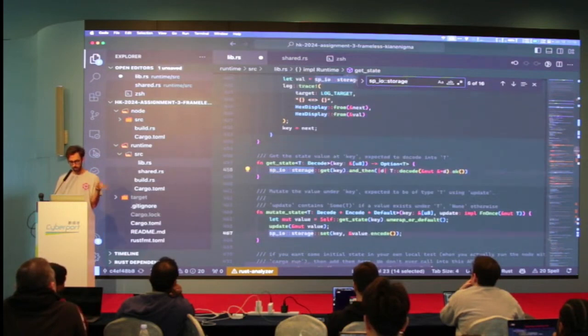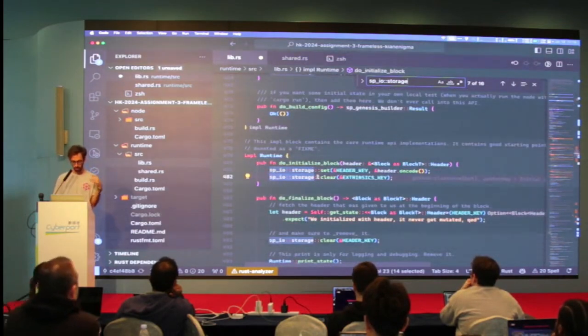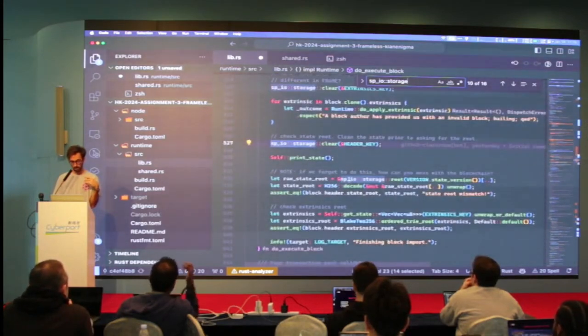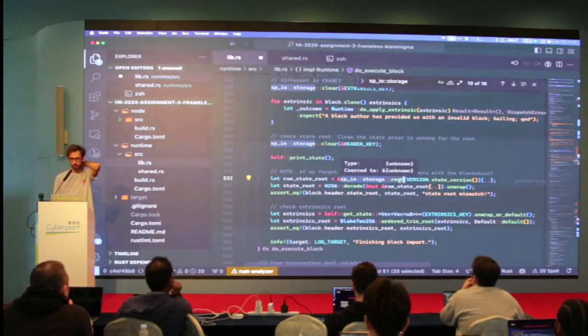Get some value, set some value, clear some value for me. And then there was also one to get the root. This is also an interesting one. You'll learn about it more tomorrow morning, but the ability to Merkleize your storage and give you the root is also something that's a host function.